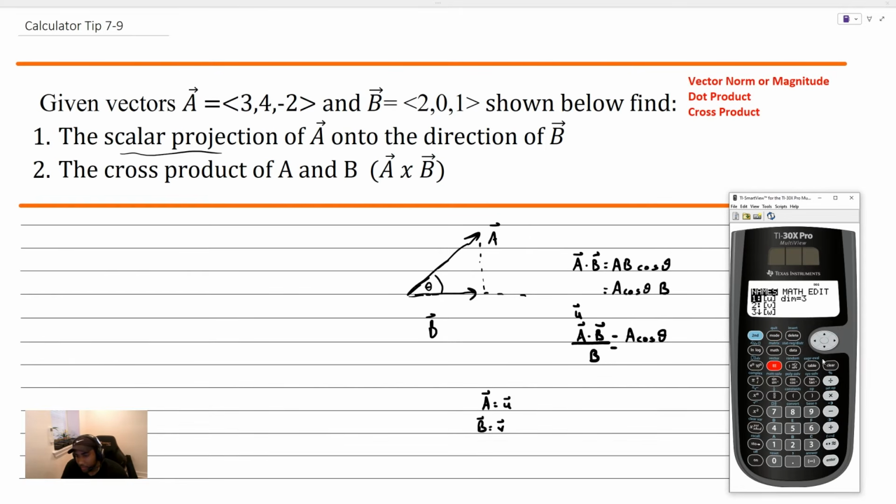Second vector, we're going to edit the definition of vector v to match our definition of vector b. Okay. Vector b is 2, 0, and the last thing is 1. Okay, so we have the definition of B stored in V.